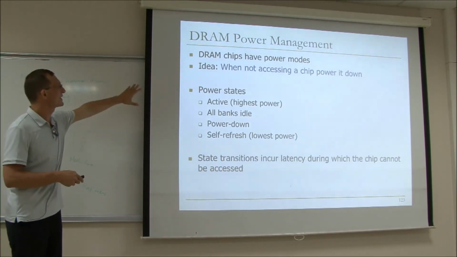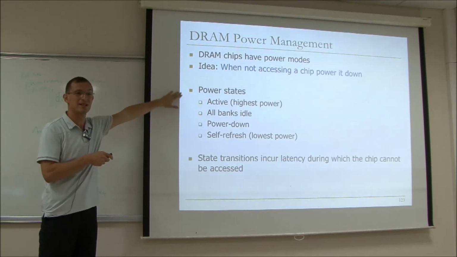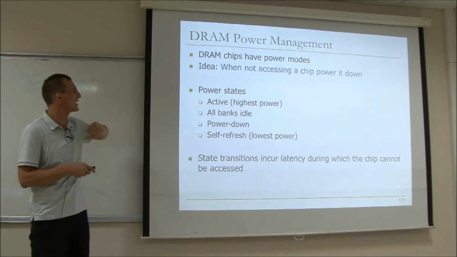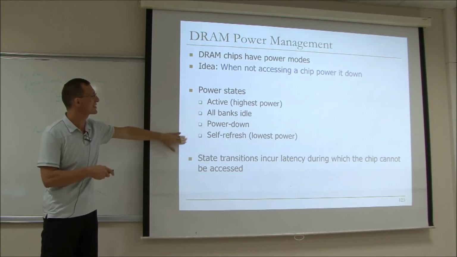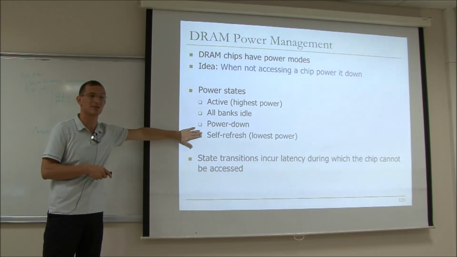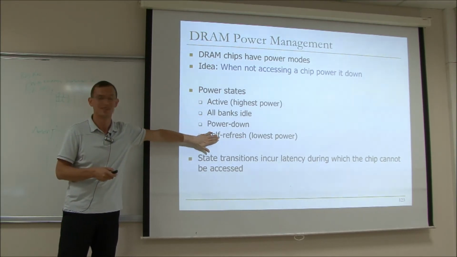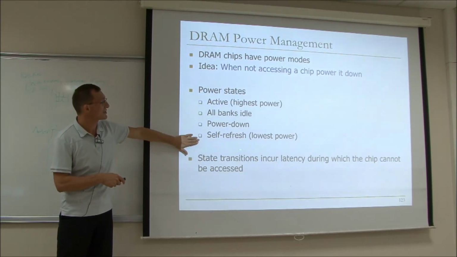Okay, one last thing. DRAM chips also have power modes, and the idea people have explored is, when not accessing a chip, power it down. There are a bunch of different power states like active, all banks idle, power down, and self-refresh. This is the lowest power. The only guarantee here is the DRAM chip is always refreshing itself. And state transitions incur latency.